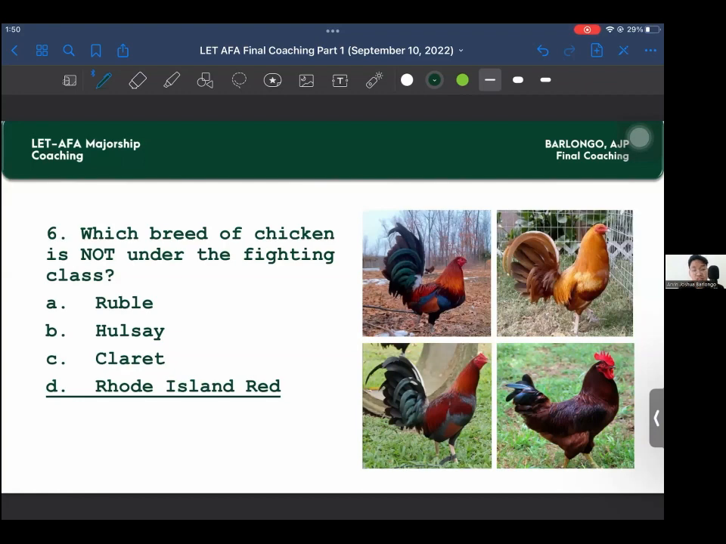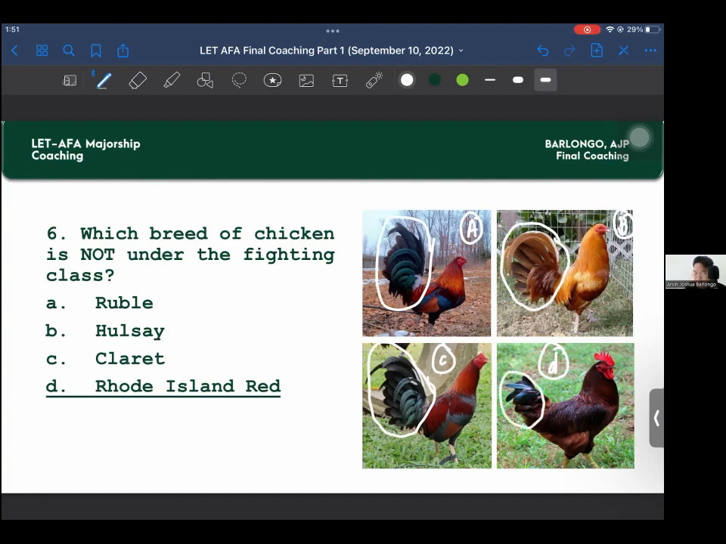You will notice in the pictures on the right side of the screen, this is letter A, which is Ruble. And then this is Hulsai. This is letter C, Claret. If you will notice, the main distinction of the fighting class and the non-fighting class is their tails. Nakita nyo dito, malalago yung tails ng first three, which is yung Ruble, Hulsai, tsaka Claret. And dito naman sa Rhode Island Red ay hindi masyadong malalago.